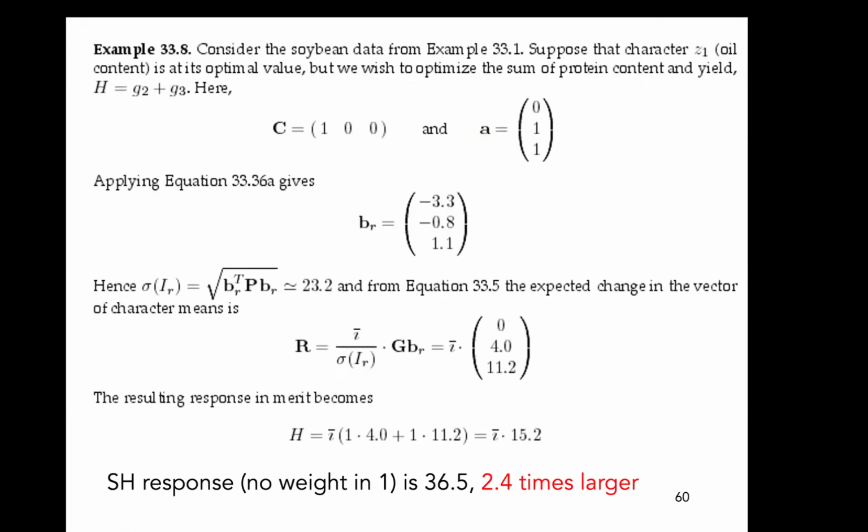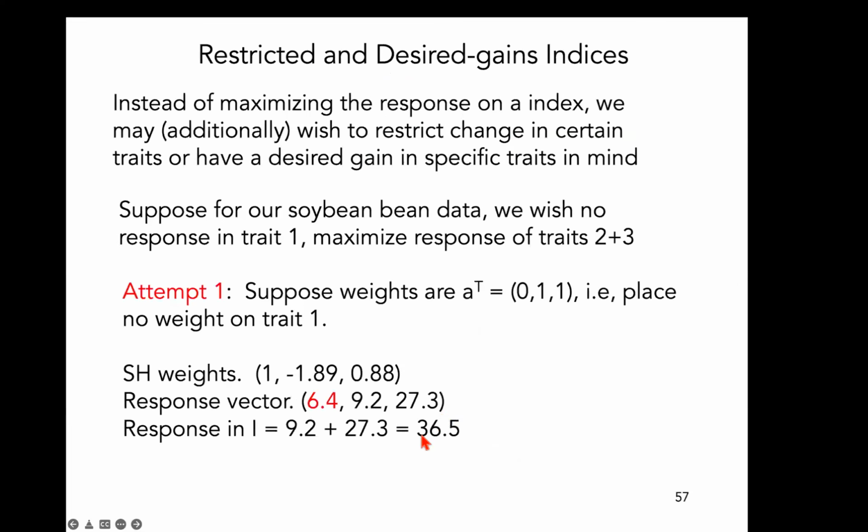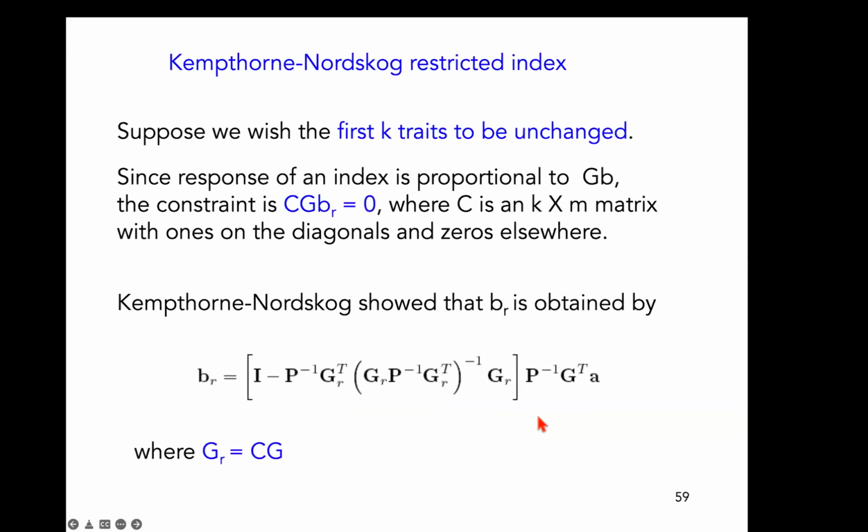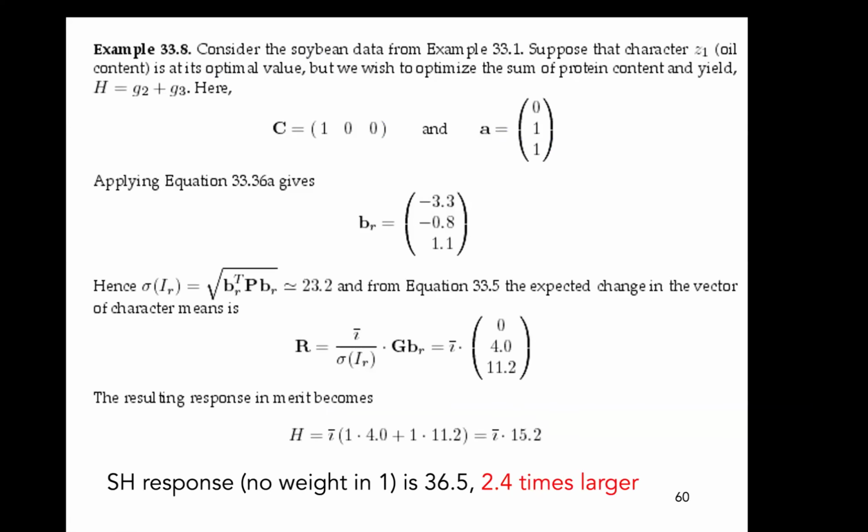And you have to ask yourself, is no change in trait 1 and 15 in 2 plus 3 better than 37 in 2 plus 3, but a 6 in trait 1? There's no right answer. That depends upon your breeding program, and it could vary. So that's the example of restricted index. You force certain traits not to change. And this basically says trait one doesn't change. You can elaborate much more generally.